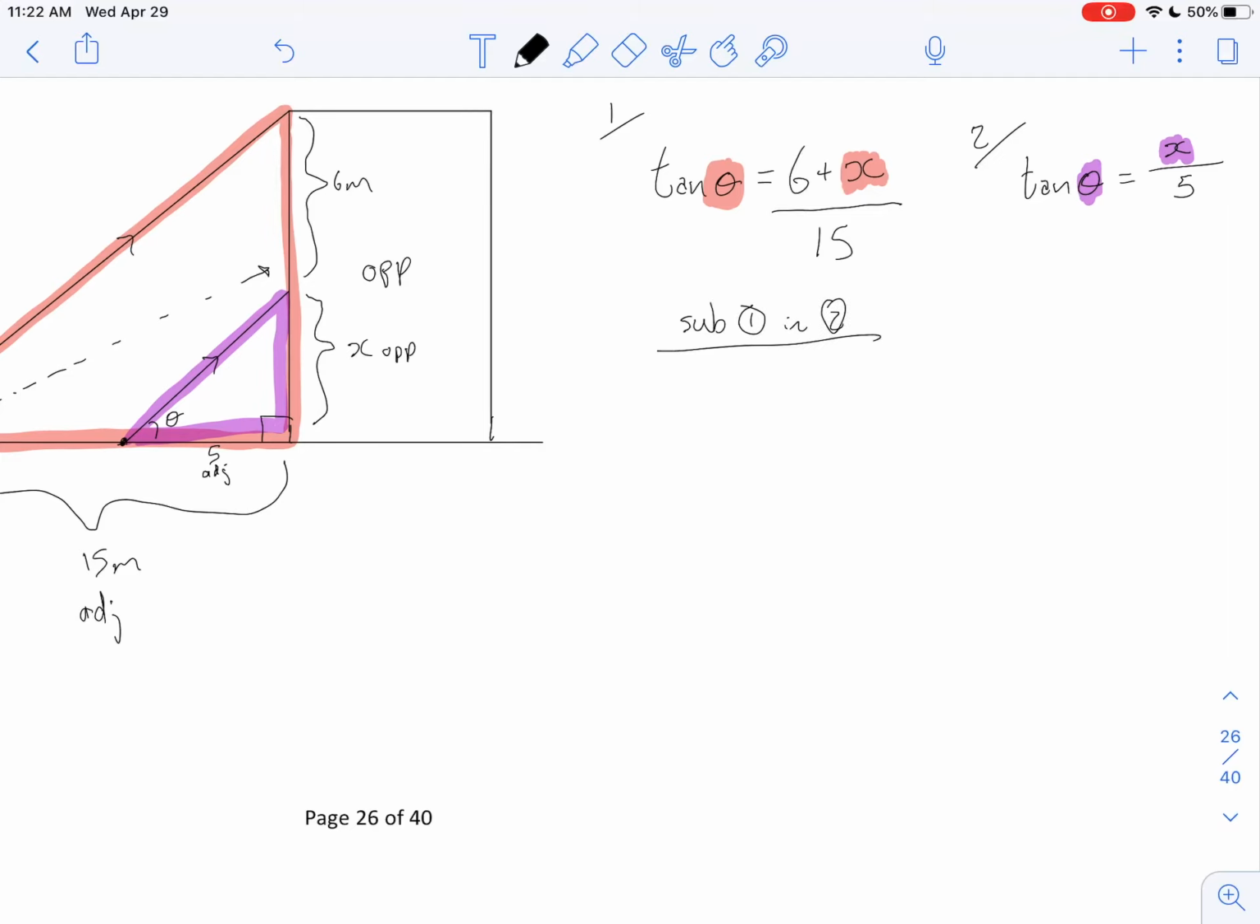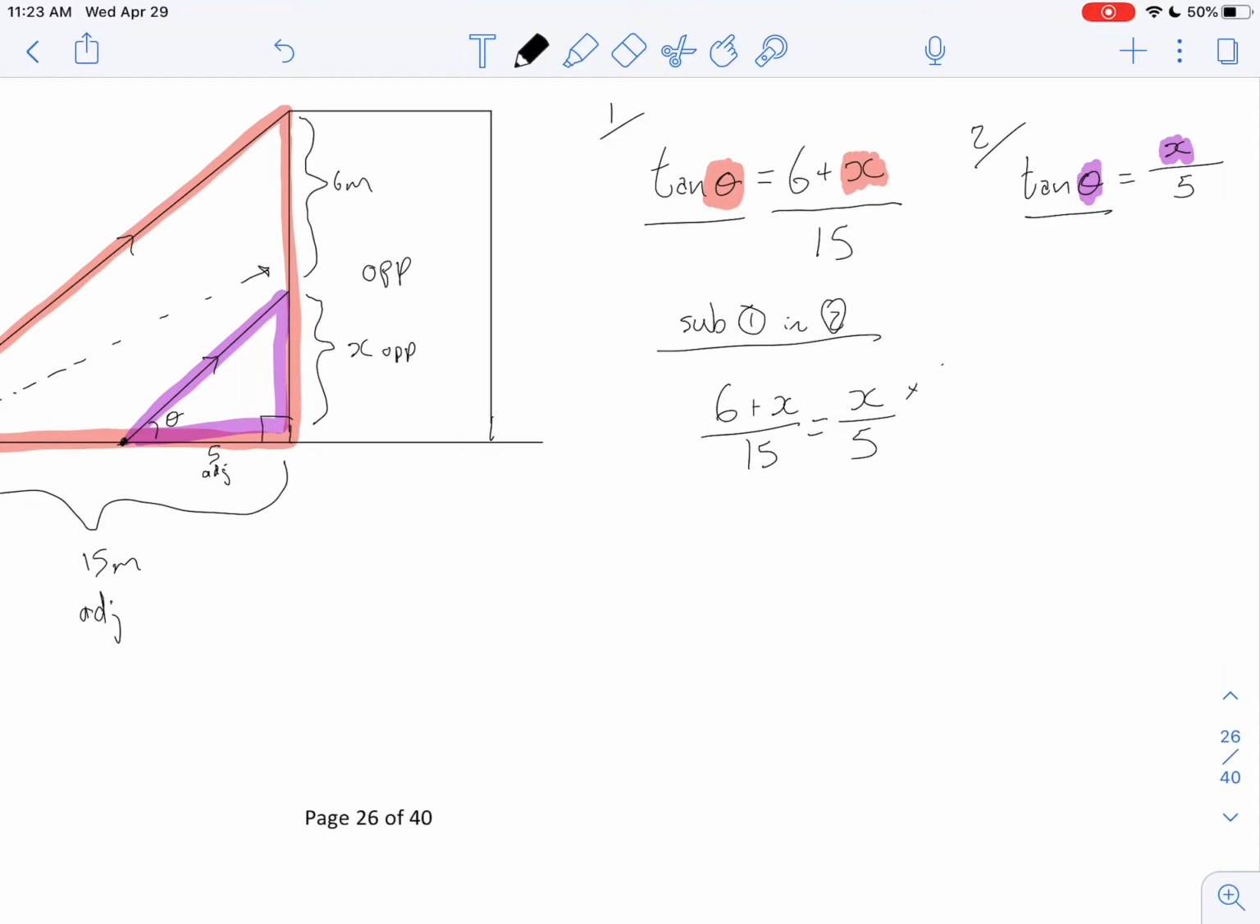So if I do a little substitution here, I see that tan theta and tan theta are in both of these equations. Tan theta and tan theta are the same thing, right? That theta needs to be the exact same angle because we're looking up at the exact same angle. So if I sub 2 into 1 or 1 into 2, doesn't really matter how you think about it, (6 plus x) over 15 is equal to tan theta, but tan theta is actually equal to x divided by 5. So I have one equation with one unknown now. X is my only unknown there.